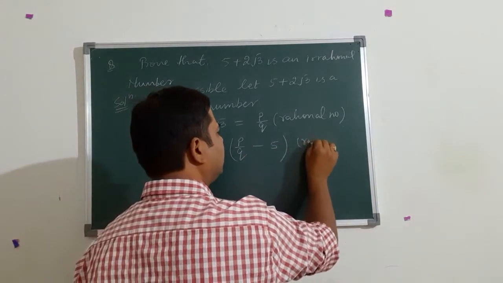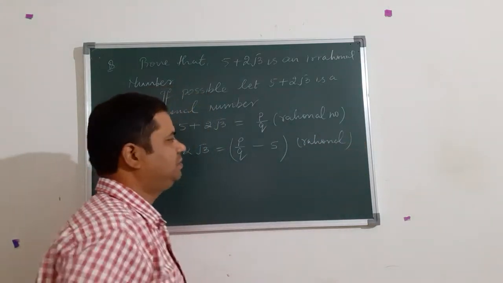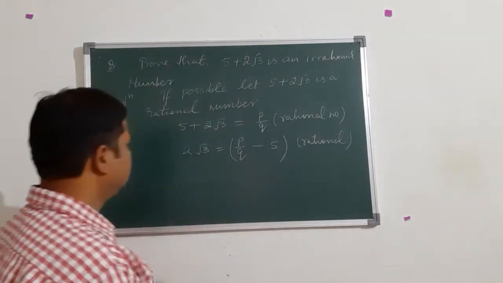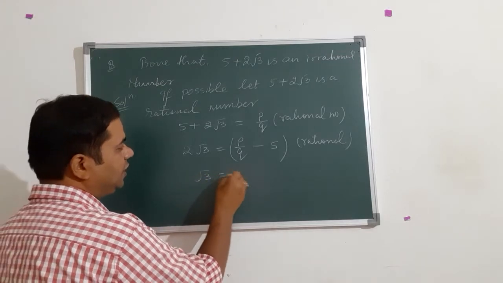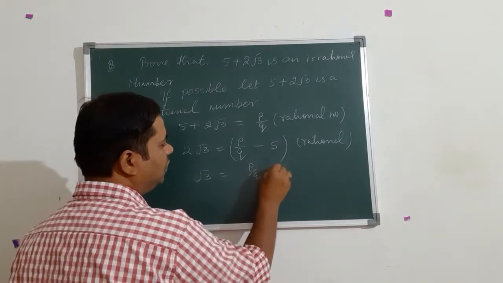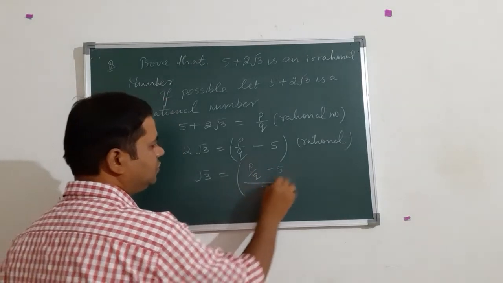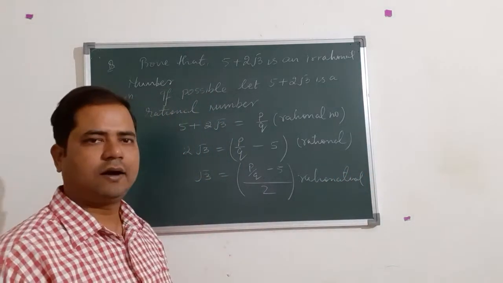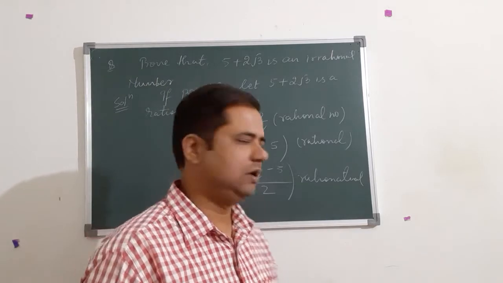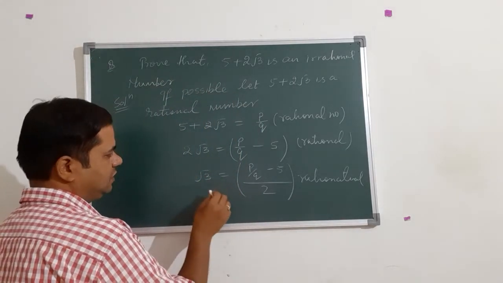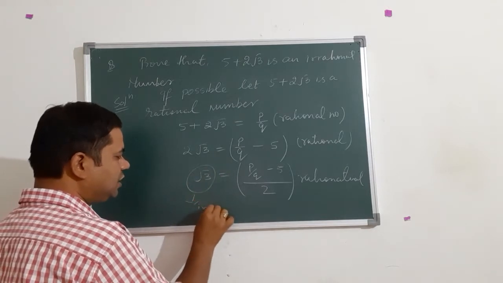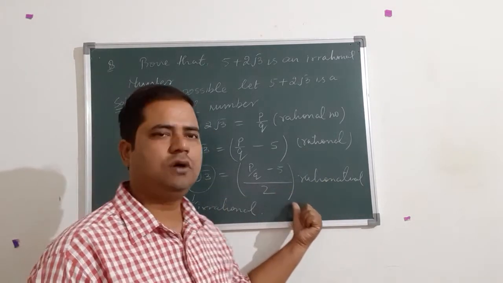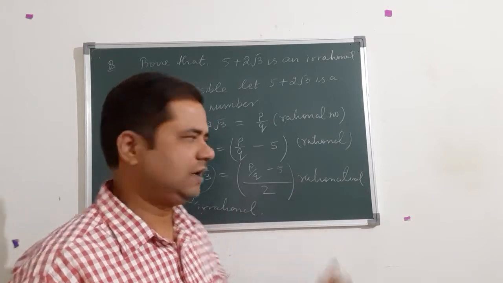This is also a rational number because if you subtract a rational number from a rational number, you get again a rational number. So root 3 can be written as p by q minus 5 whole divided by 2. So this is also a rational. Why? Because if you divide a rational number by a rational number, you get again a rational number. So this is the contradiction. This root 3 is an irrational number and this is a rational number. So an irrational number does not equal a rational number. That's why this is a contradiction.